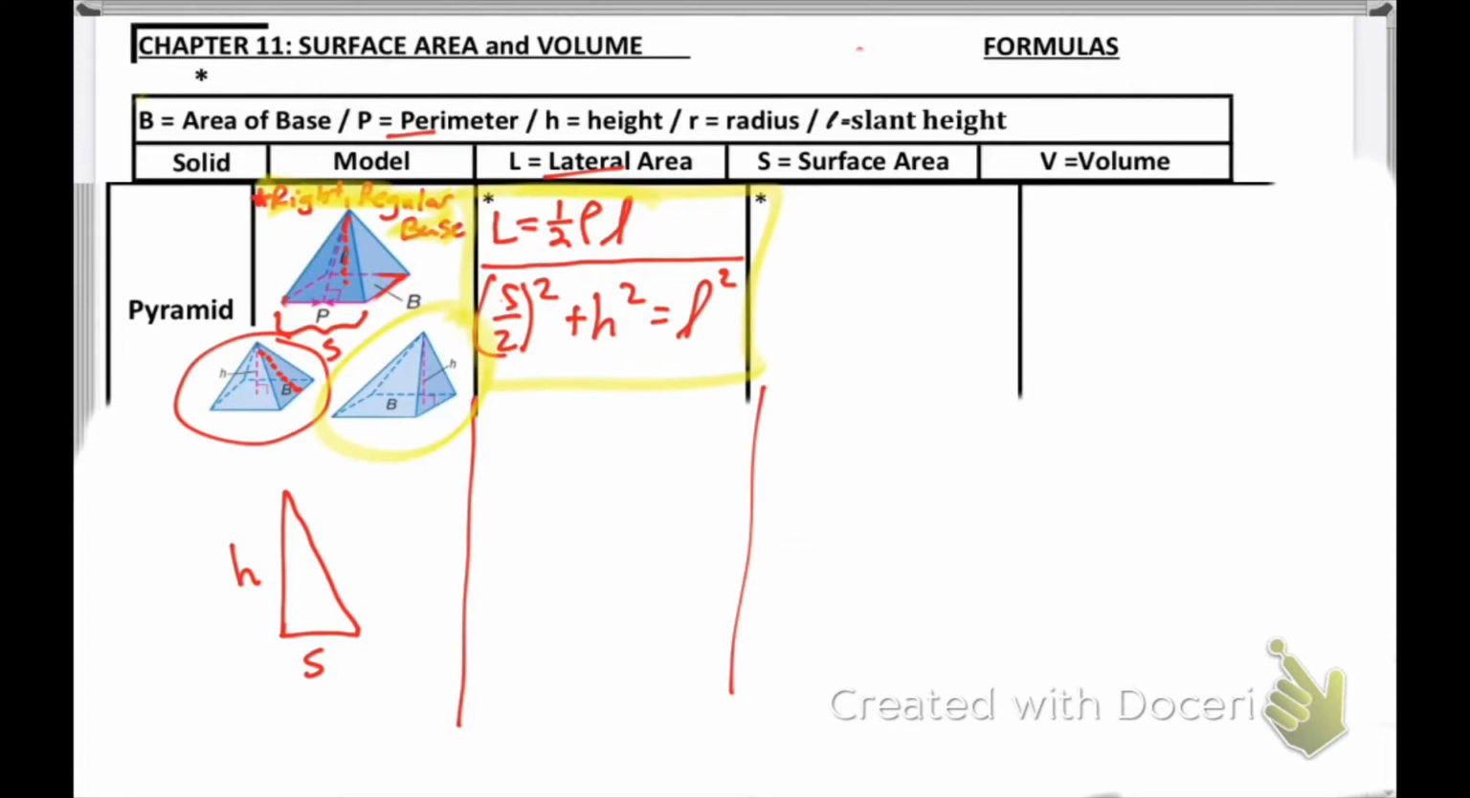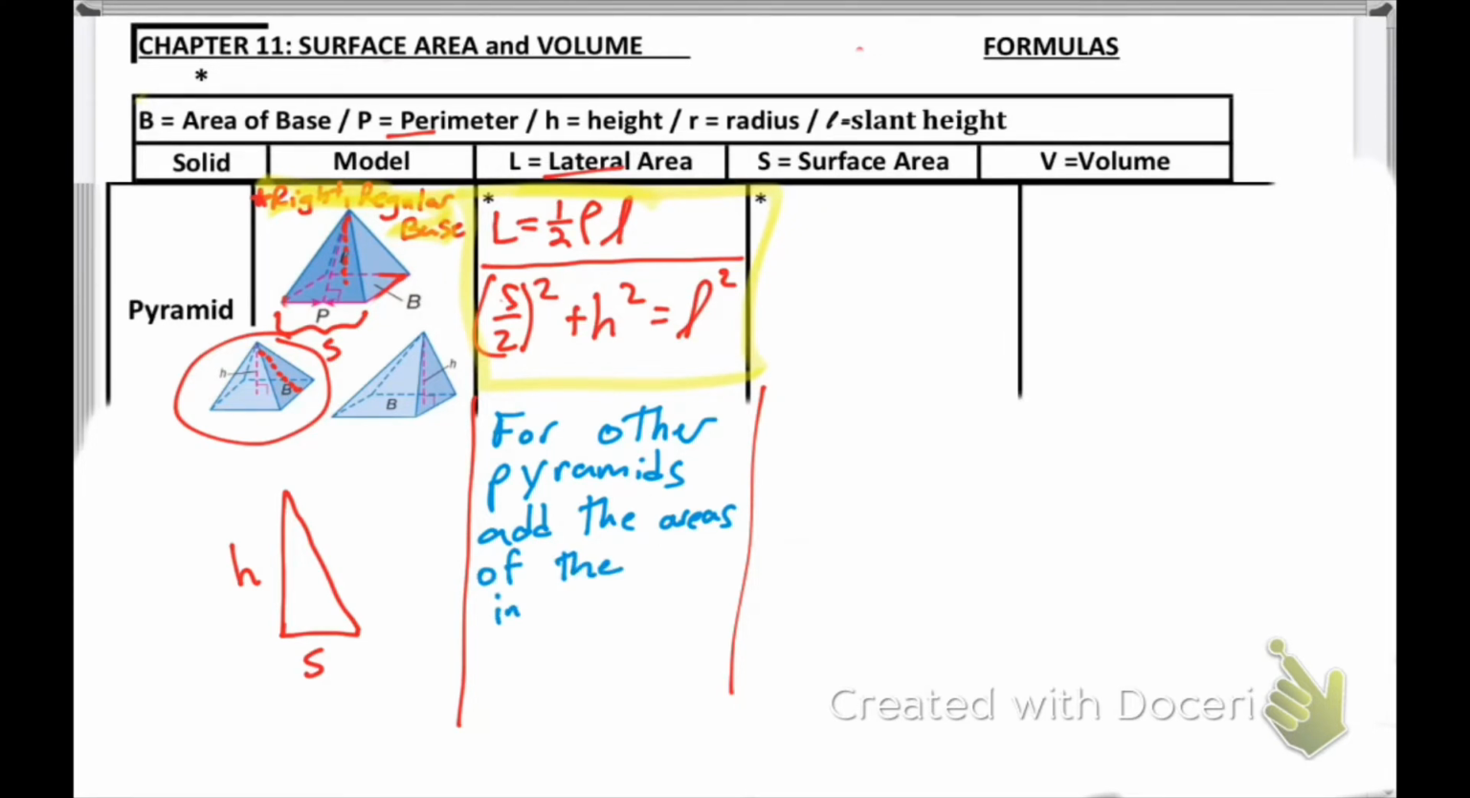Now, what happens if I don't have a regular right pyramid? What I can do is just calculate each of these surfaces individually. So I calculate this triangle, this triangle, this backside triangle, and this side over here, that triangle, and just add them all up. So for other pyramids, we're just going to add the areas of the individual lateral faces. We add those up, and that'll give us the total lateral surface area.